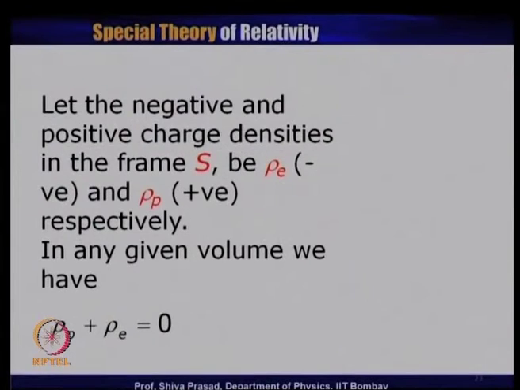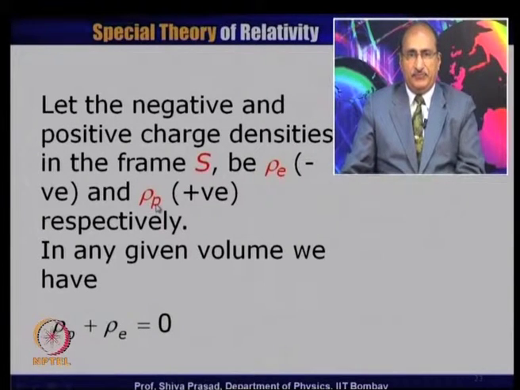So this is what I said. Let the negative and positive charge densities in this frame S be rho E and rho P. This E symbol I have set for negative charge carriers, and this P symbol I have set for positive charge carriers. So let us assume that the charge density for negative charge carriers is rho E, and for positive charge carriers is rho P.